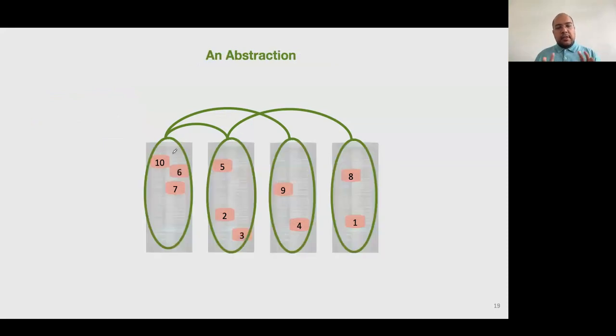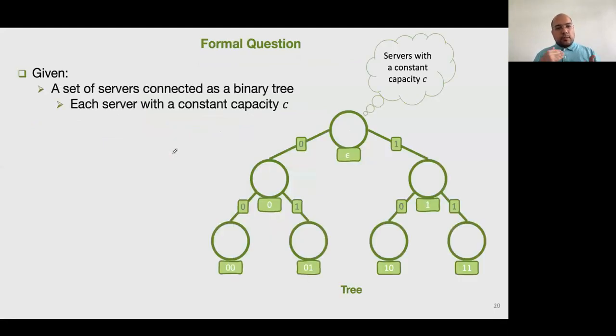For now, I will only talk about these abstractions: we have a set of servers, a set of items, and this binary tree built on top. Another point I wanted to make is that you can go beyond binary to any constant degree, but for simplicity, let us look at binary trees right now.